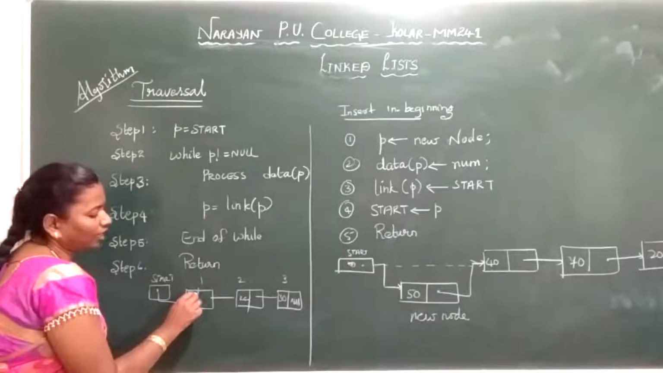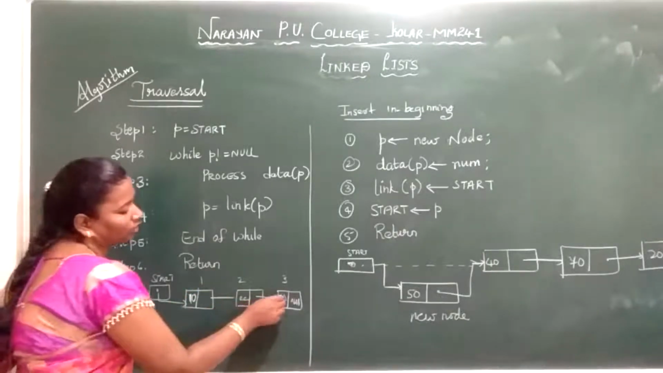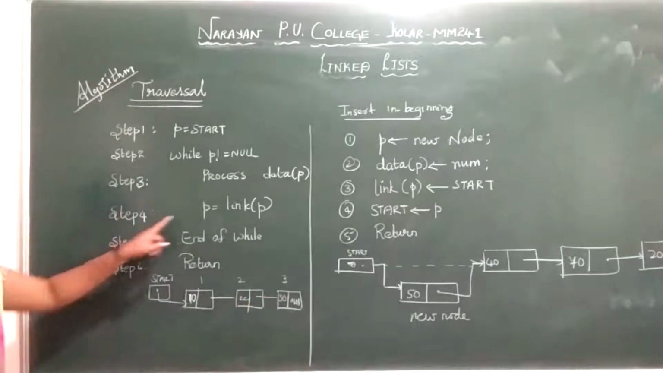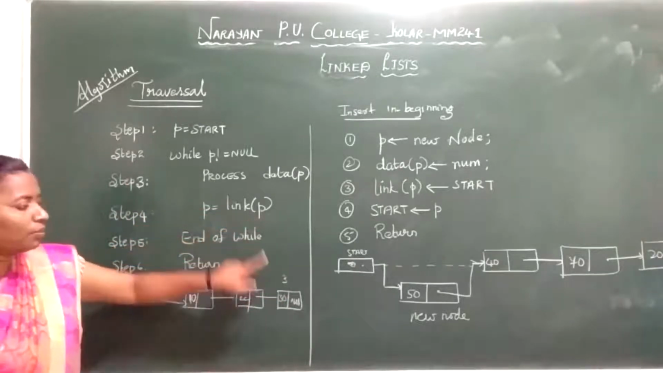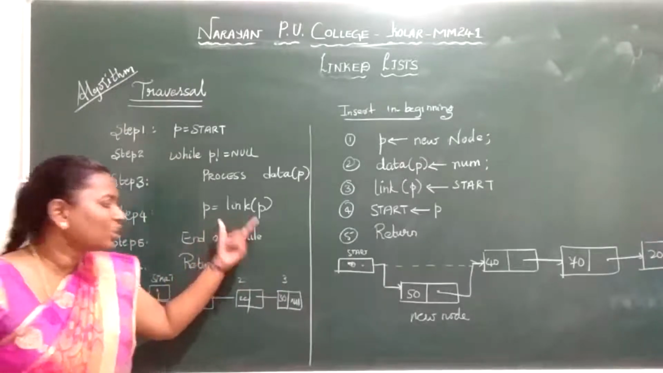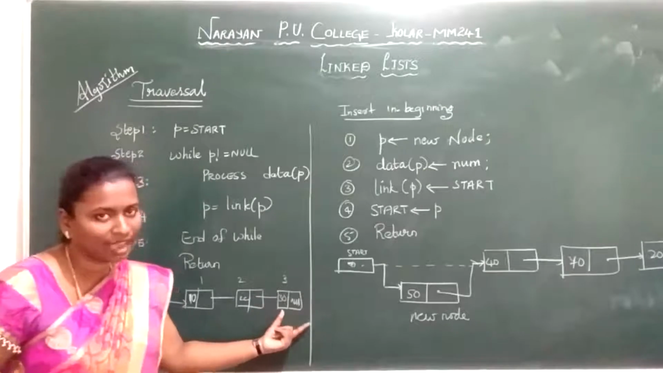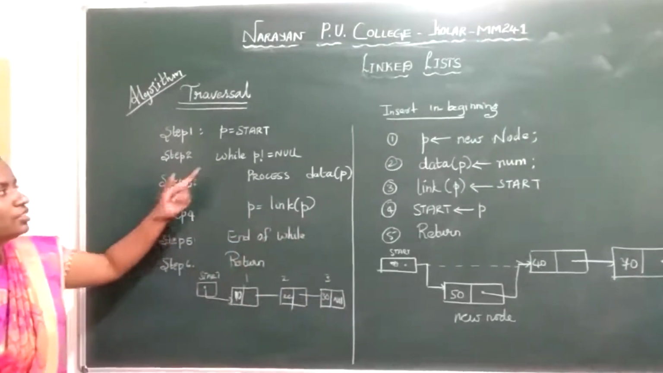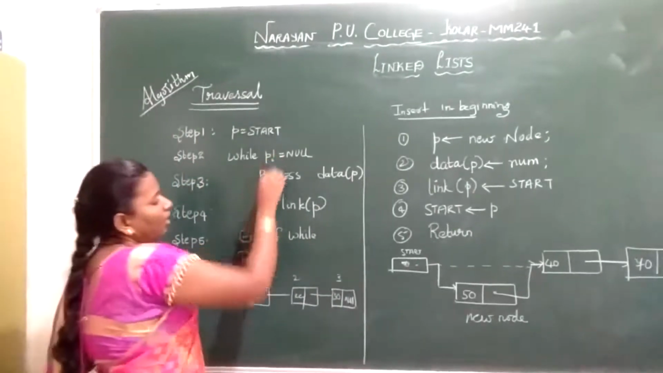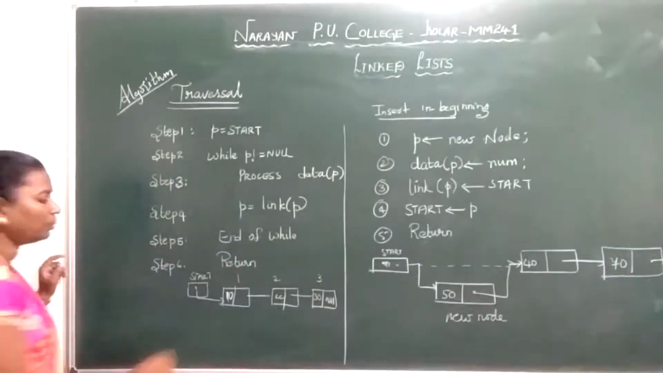So what is your data? Here your data is 10, next your data is 20, next your data is 30. Till the link of your node becomes null, we keep on running the while loop. So what is the link of P? Here in the third node it is null. So the while loop condition fails. Now P is equal to null, we end the while loop. Till P is not equal to null, we keep on traversing.